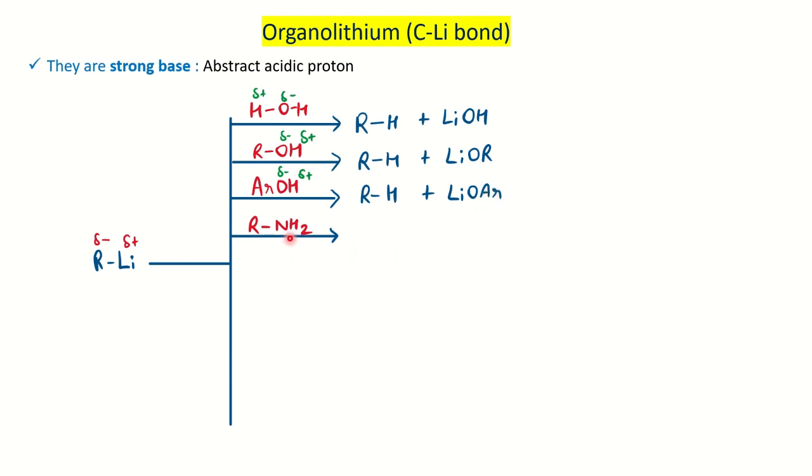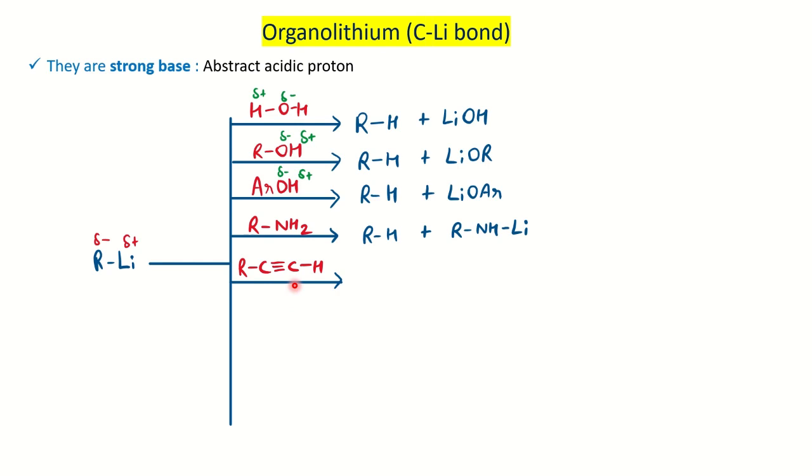And now we will see the amines. Amines, again nitrogen having two hydrogens here. Because of its electronegativity, this is again an acidic proton and will be abstracted and will give you here hydrocarbon and RNHLi.